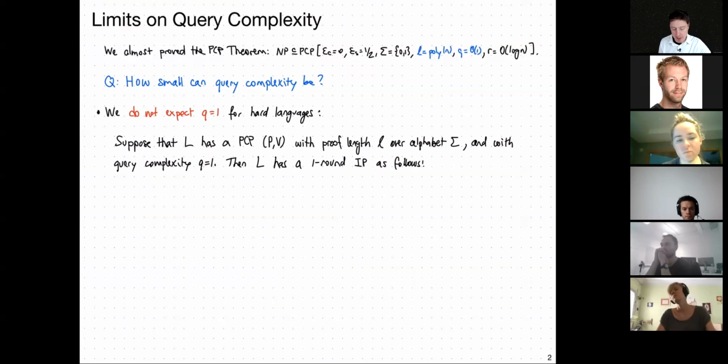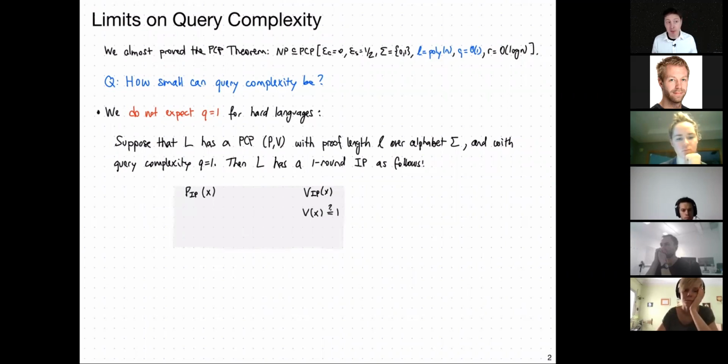In this case, we can actually construct a 1-round interactive proof for the language. How? Well, here's the prover for the interactive proof, and here's the verifier for the interactive proof. The verifier wants to check whether the PCP verifier outputs 1 or not. And of course, the PCP verifier wants to have access to the PCP string. We don't have a PCP string here. What we have is an IP prover. And look, there is just 1 query. We can just ask the prover to provide it. The honest prover will construct the PCP and provide the answer, right?